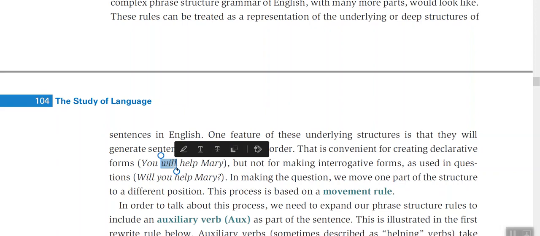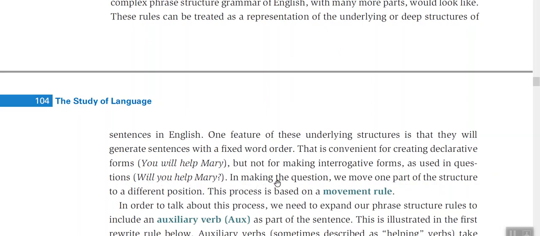And then the gist is that what we have seen is that we can make a tree diagram for such sentences. You will help Mary. I am going to Baghdad, for example. I will go. Tom help Mary. So, okay, but what about the question? For example, if we have this question, can we make a tree diagram for it?